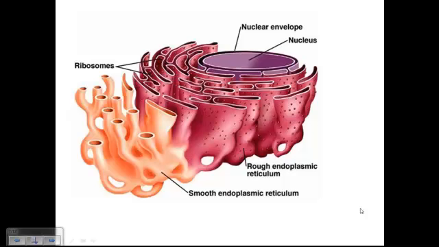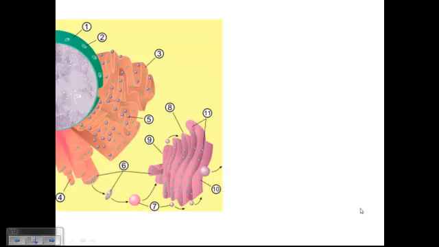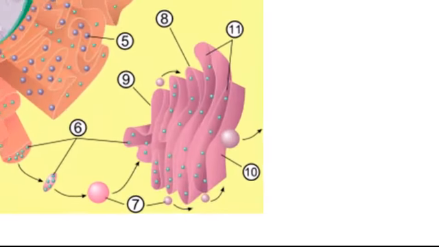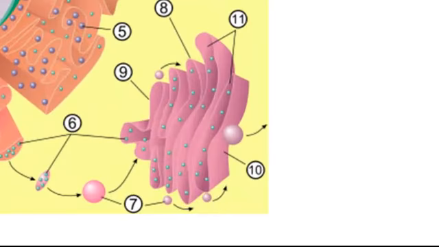But oftentimes before they get moved out of the cell, they need to be repackaged. They need to be sorted out, packaged, modified a little, and that happens right here in the Golgi apparatus. The Golgi is the packaging center of the cell. It takes those proteins as well as other materials being made in the cell, and it sorts them, modifies them, and repackages them before they get sent on their way.